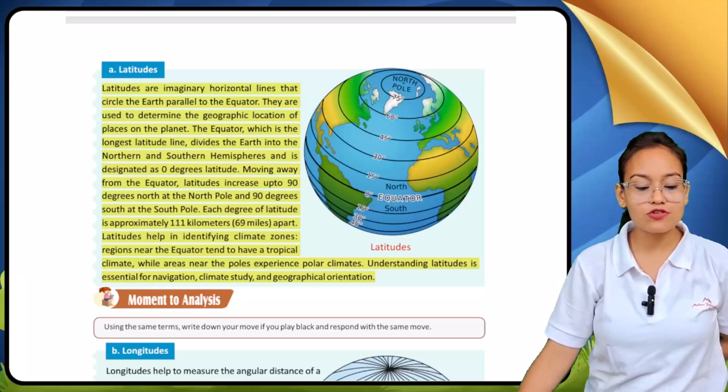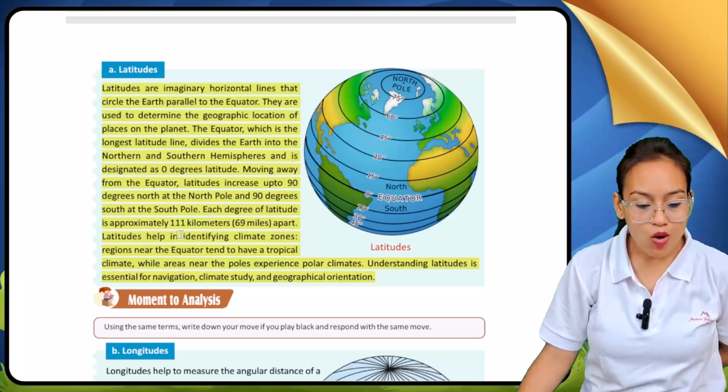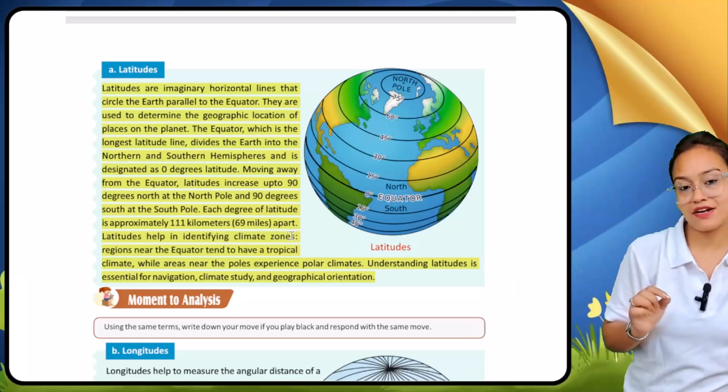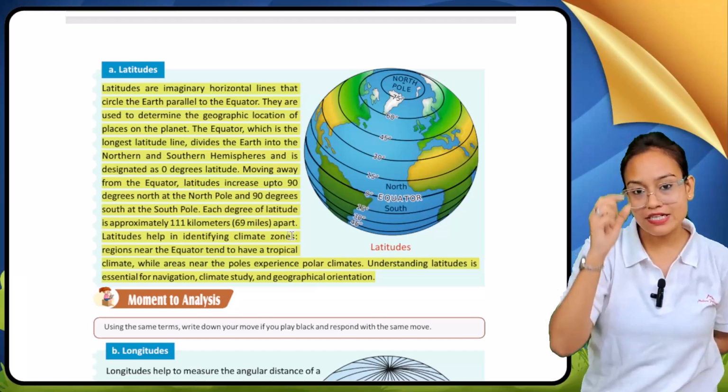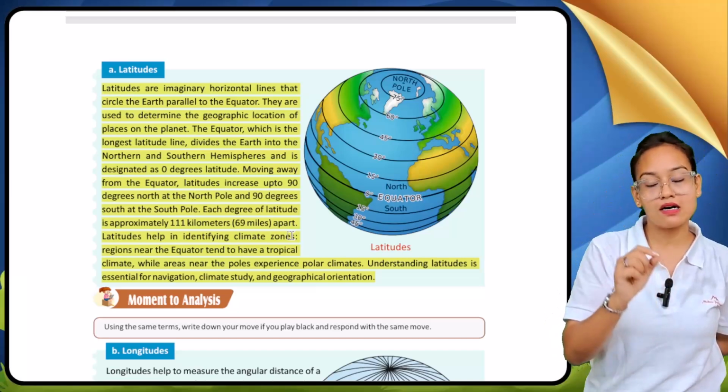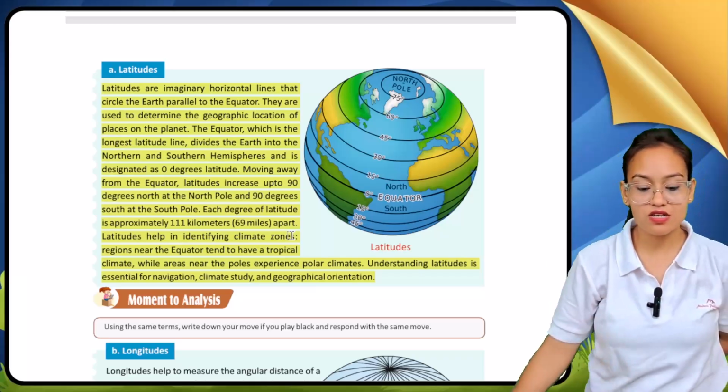Each degree of latitude is approximately 111 kilometers, or 69 miles, apart. So each degree into which latitudes are divided has a distance of 111 kilometers.